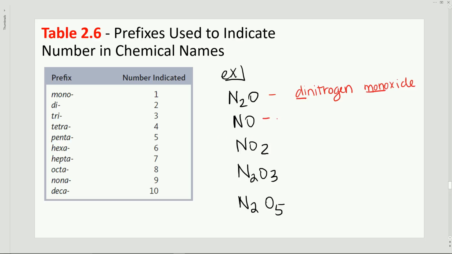Okay. Now this next one, remember we never use mono if the first element has only one atom. So here we just call it nitrogen, and we have 1 oxygen, so we need to use mono: nitrogen monoxide. Next one, still we're not going to use mono for the first atom because we only have 1. So nitrogen dioxide.